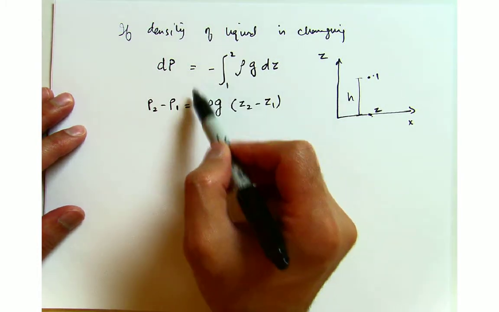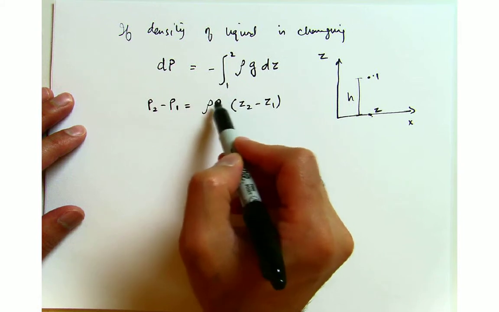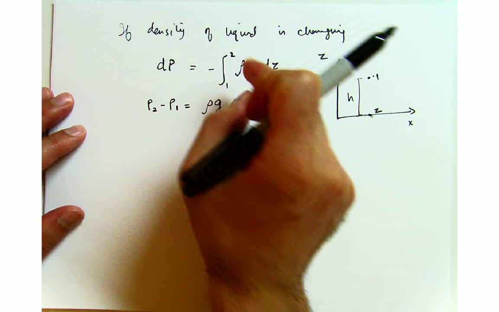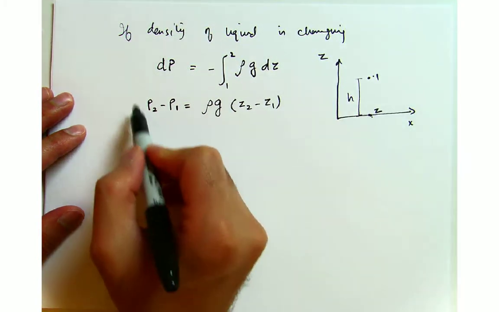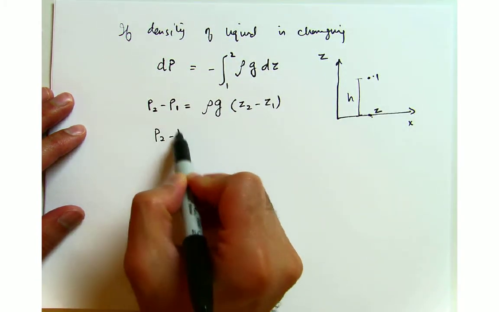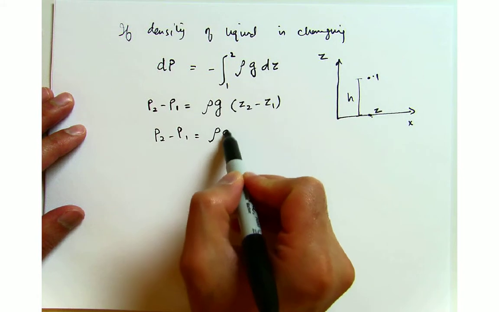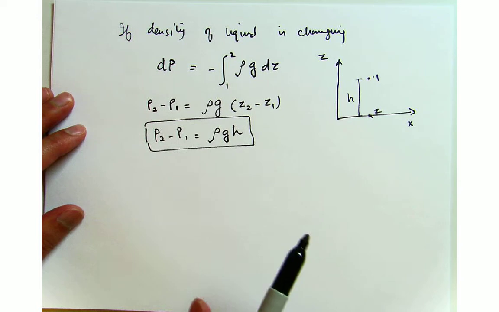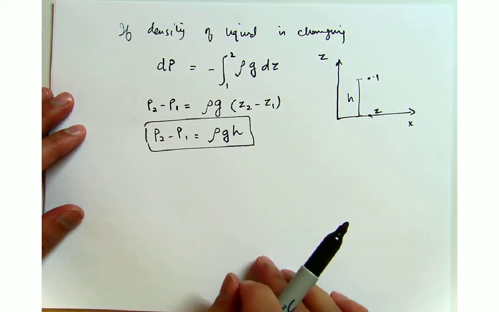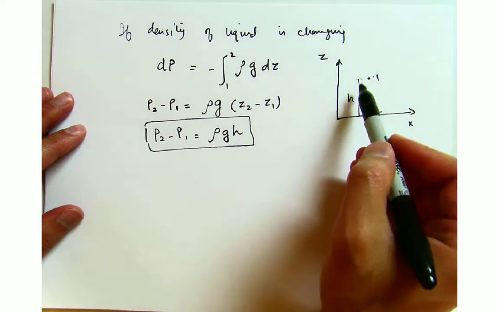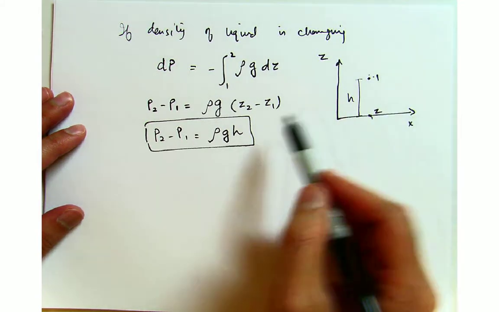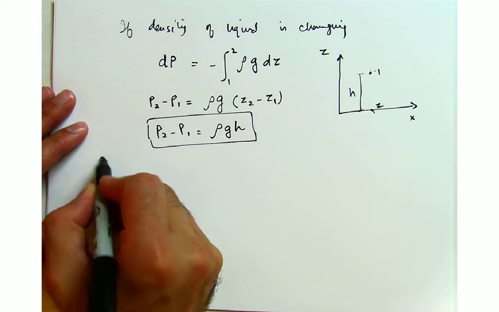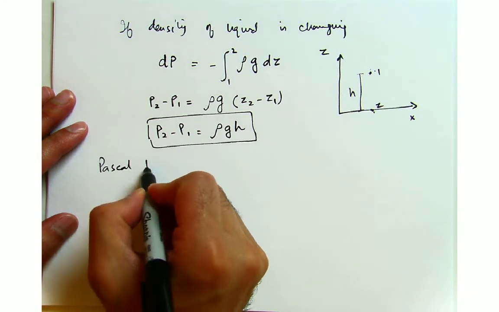And I am taking this out. If I take the density constant, then you can take it out, otherwise you will have to integrate how the density is changing with the height. So I'm just writing the simple form: P2 minus P1 is the same as rho gh. That's what we actually looked at before. So it only depends on the height of the liquid, the pressure difference only depends on the height of the liquid. And this is also known as Pascal's paradox.